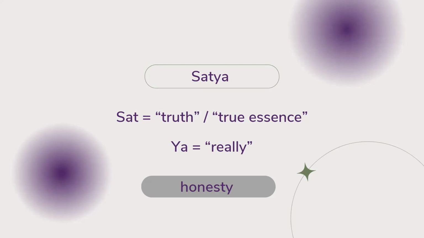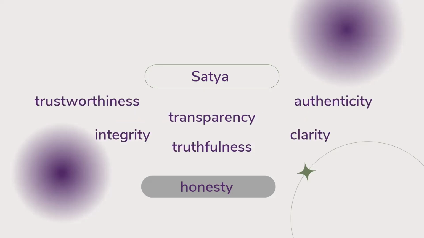But as a quick reference point as the idea that we're exploring here, we can think of Satya as being around truth, being around honesty. So if we think around that idea of truth and honesty, really what I've put down here are the kinds of words and therefore ideas or concepts that come to mind for me when I think about the practice of truthfulness or honesty.